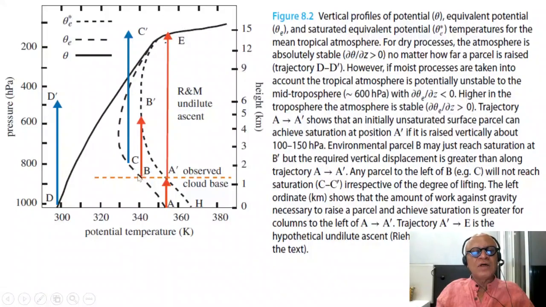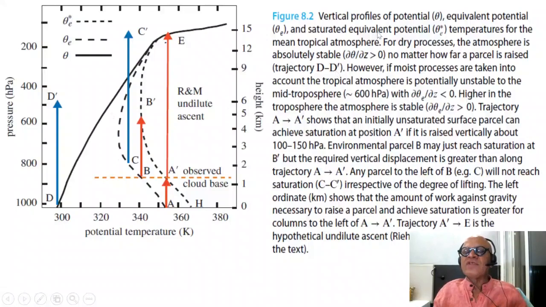Whereas if you are rising here, you are going to rise to B prime before you hit saturation, and on this side you are basically not going to get saturated at all, even if you rise all the way beyond here, because you are not going to hit the saturated equivalent potential temperature. So any air parcel you lift to the left of this is not going to accomplish saturation.